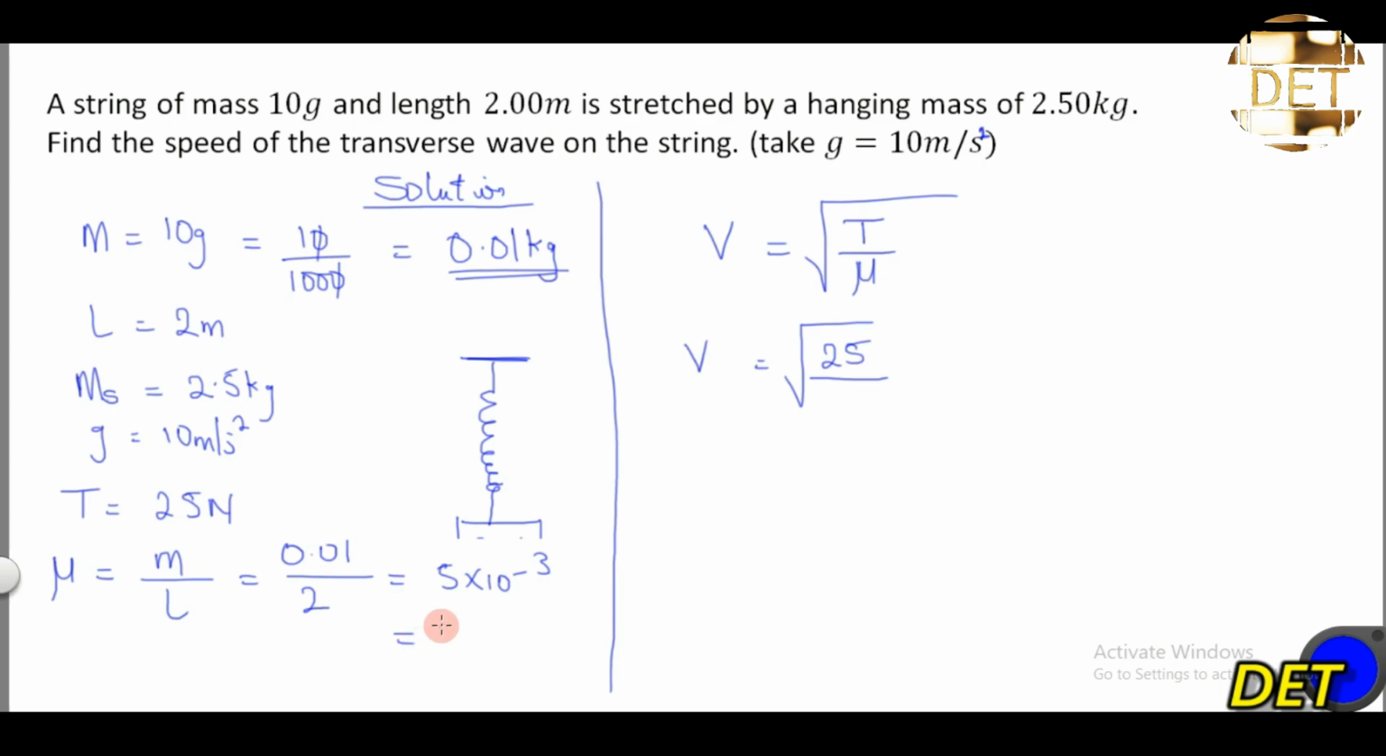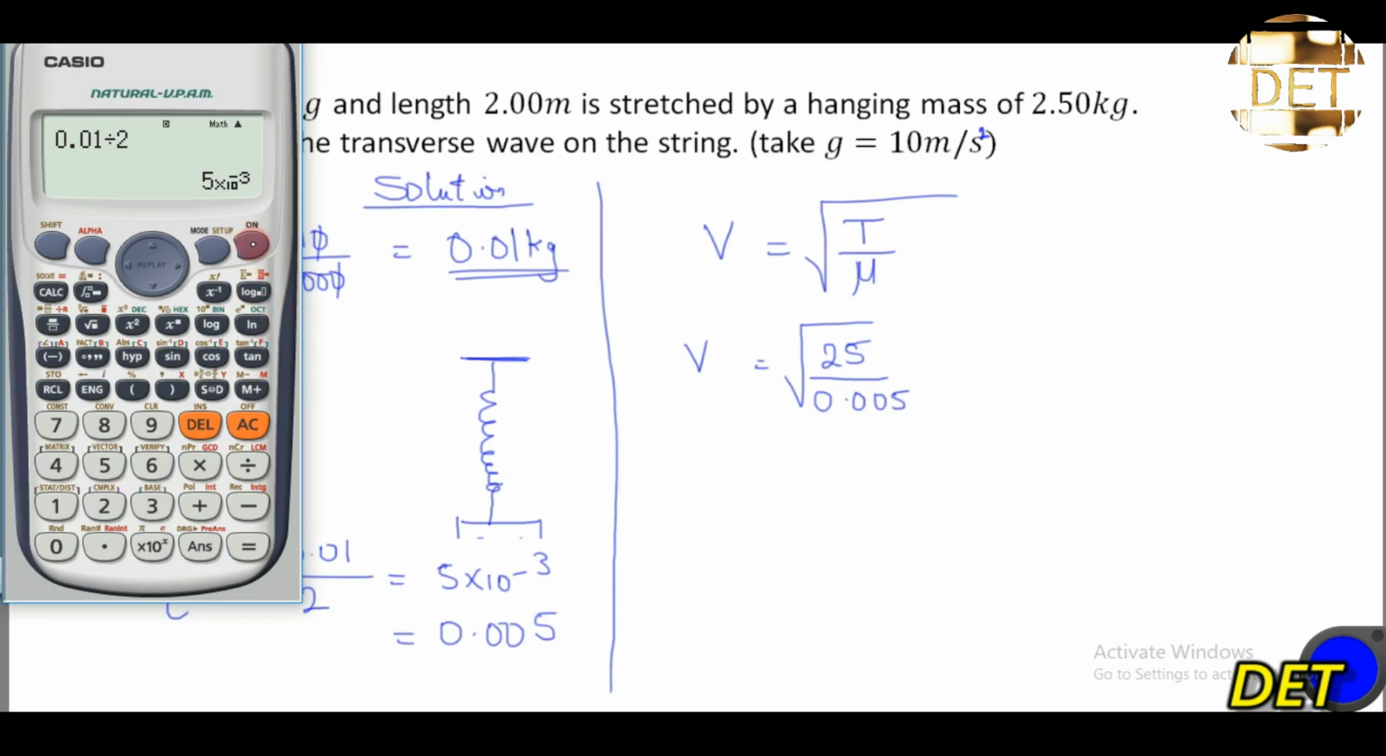That is the same thing as 0.005, right? So 25 divided by 0.005, what would that give us? 25 divided by 0.005 will give us 5,000.